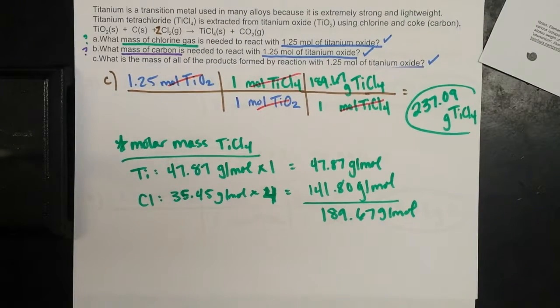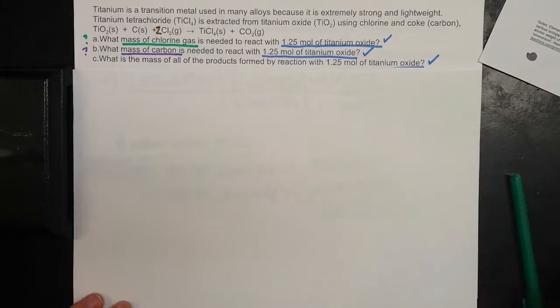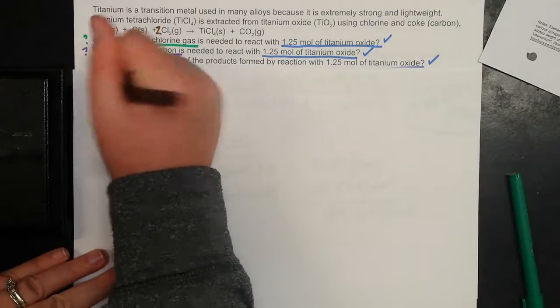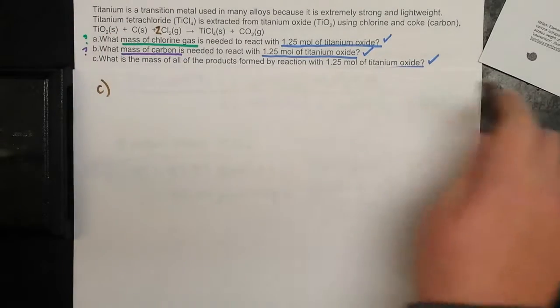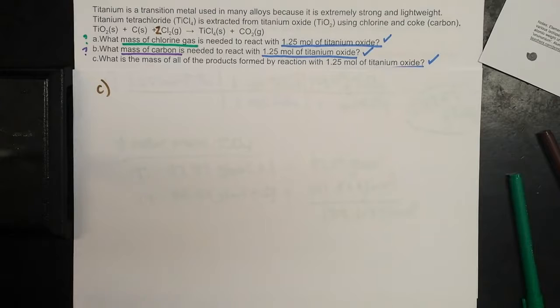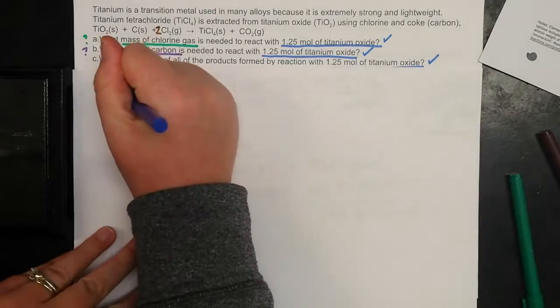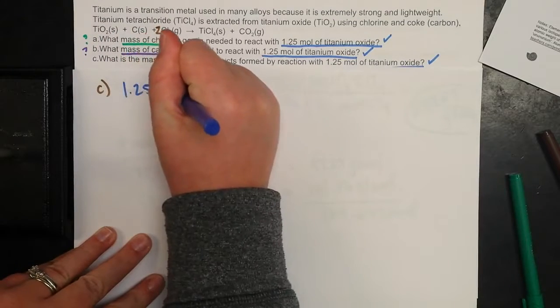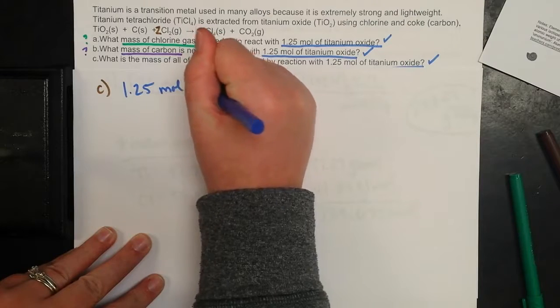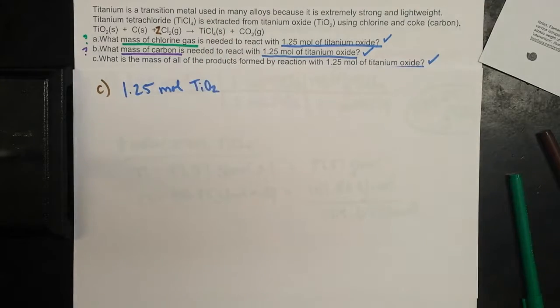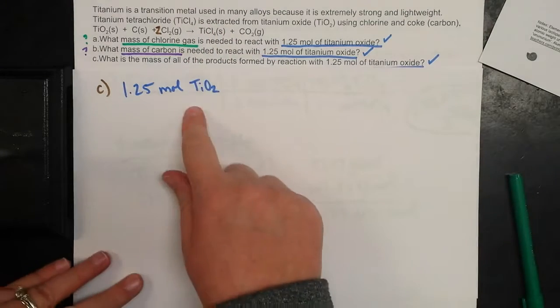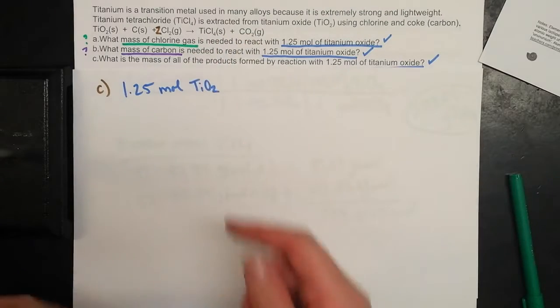So let's grab another piece of paper, that way we can keep everything in view. I'm going to take the same information that I'm starting with, so still starting with 1.25 moles of titanium oxide. I don't want to talk about titanium oxide anymore. Now, in this case, I want to talk about carbon dioxide.